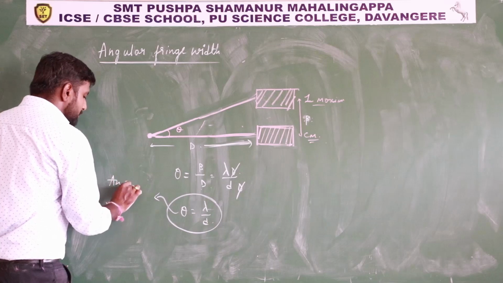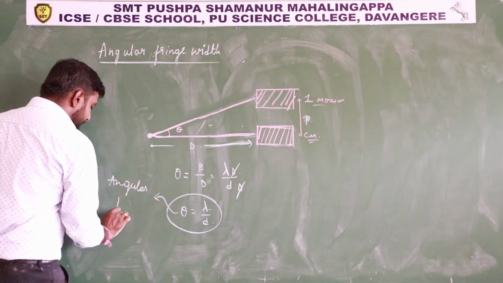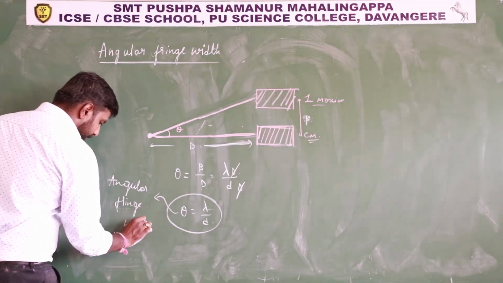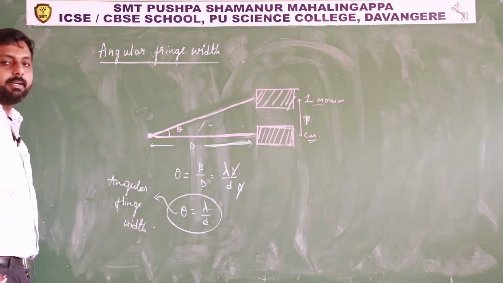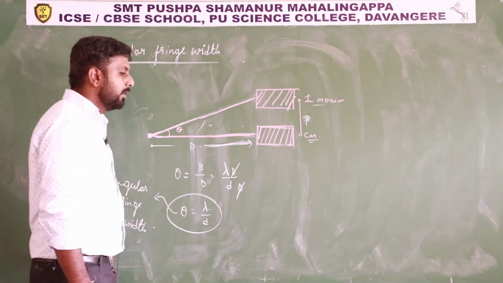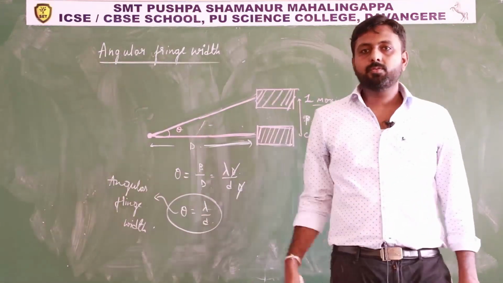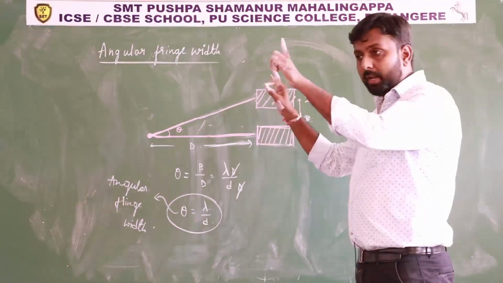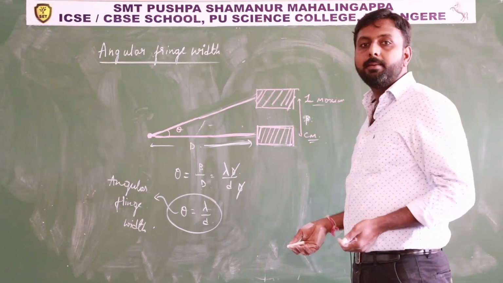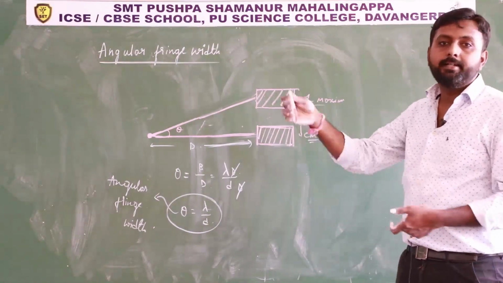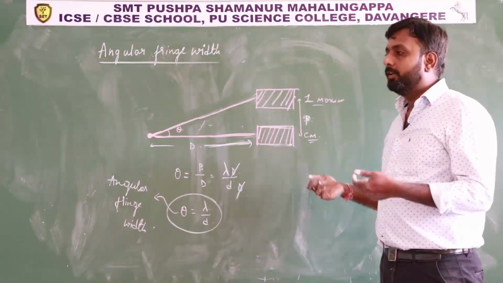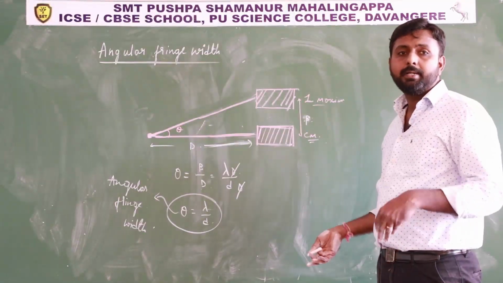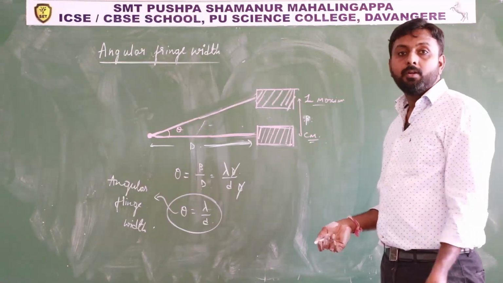Angular fringe width equals lambda divided by small d. And also this is useful for competitive exams. And also the whole apparatus, YDSE, Young's double slit experiment, that slits and that source, you take it into another medium like water medium or any other medium, and do the experiment.